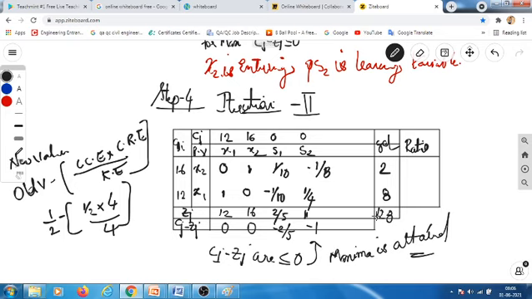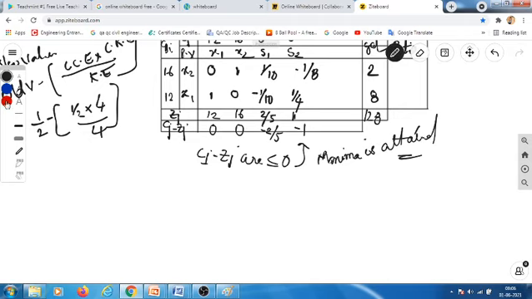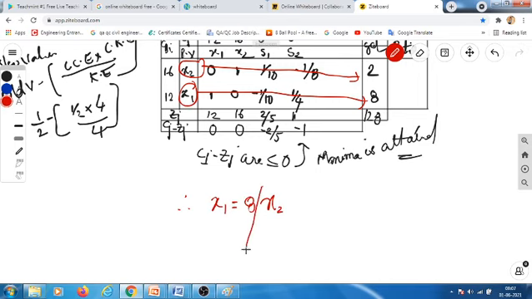So what will be the optimized values? Now look over here: the value of x1 in this table is 8. The value of x2 in this table is 2. Therefore, x1 is 8 and x2 is 2, which gives the value of z equal to 128.